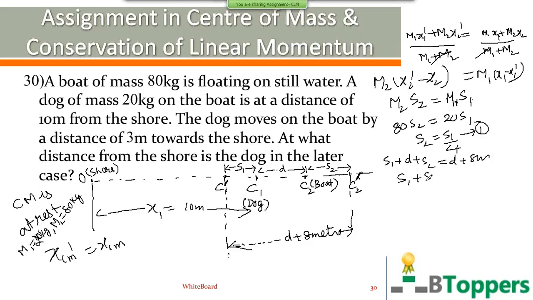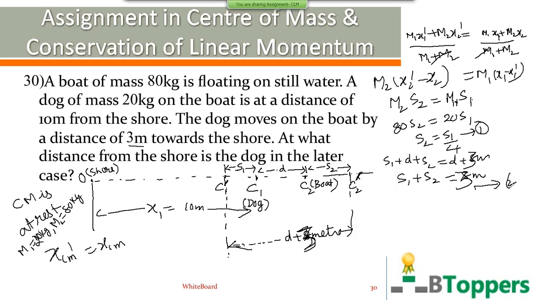So the sum of the magnitude of the displacement of the boat and the magnitude of the displacement of the dog will be equal to 3 meters, not 8 meters, it is 3 meters. You have to make this correction. The distance between the center of mass of the dog and the center of mass of the boat will increase by 3 meters here because the displacement of the dog relative to the boat is 3 meters. So instead of 8, you should make it as 3 meters.